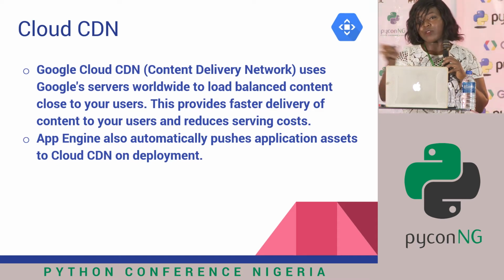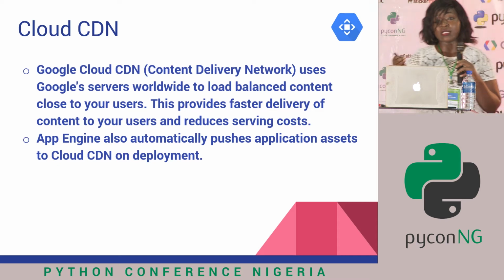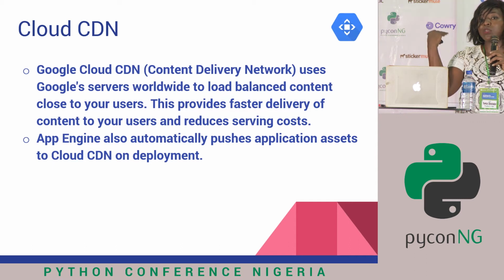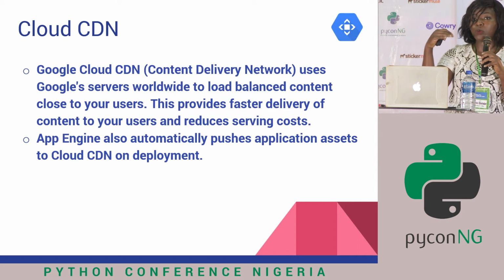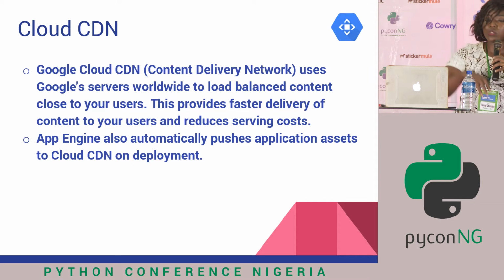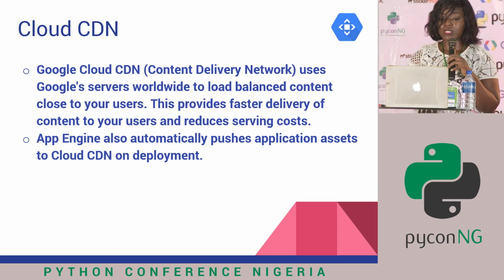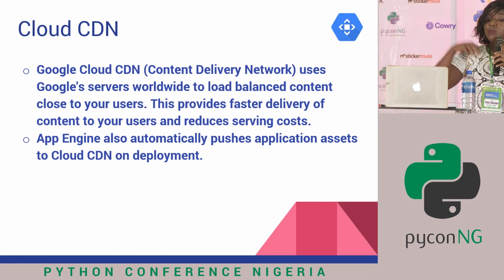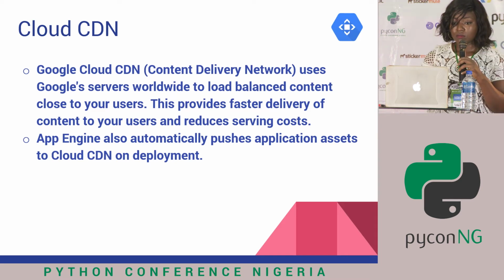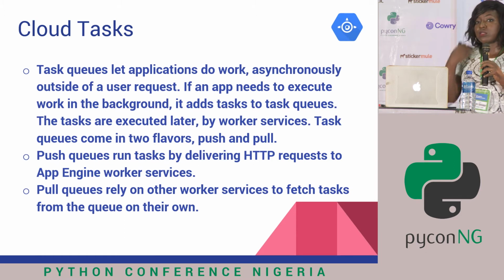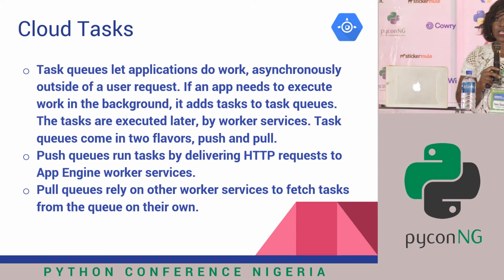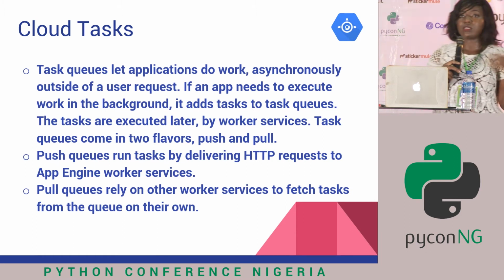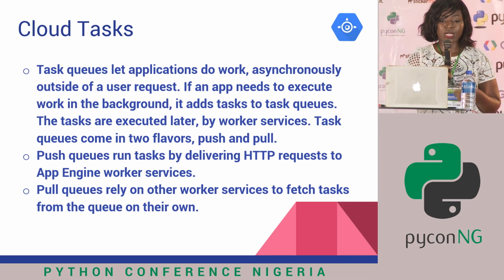So if you are using App Engine and you have your assets, so you have an assets folder that has your CSS, your JavaScript, and just your asset files basically. So it is hosted on Cloud CDN, then it pushes it when you deploy. So we have Cloud Tasks, which are known as task queues as well. So if you're familiar with App Engine task queues, they officially call it Cloud Tasks now.